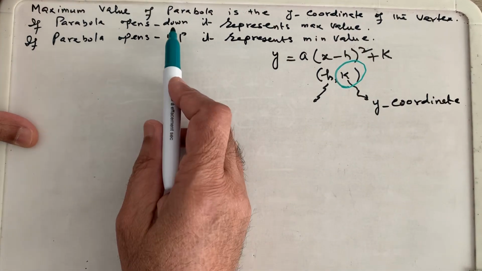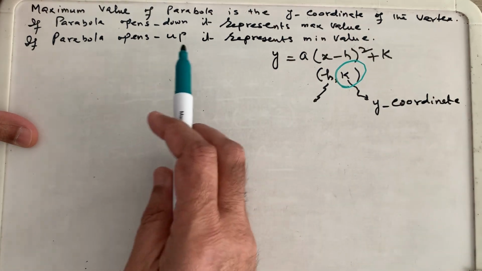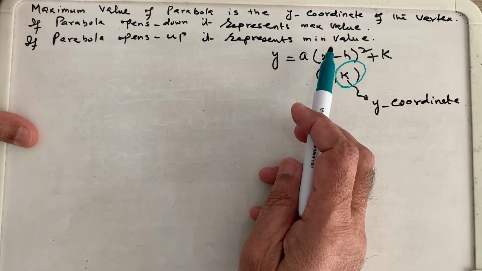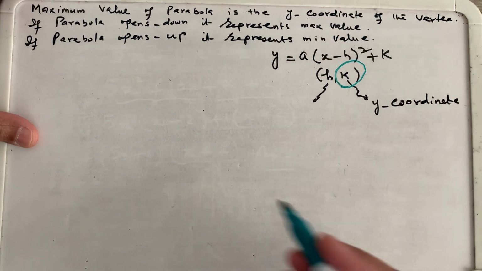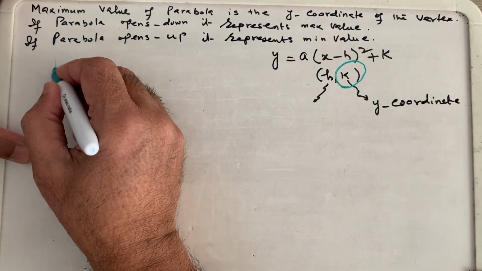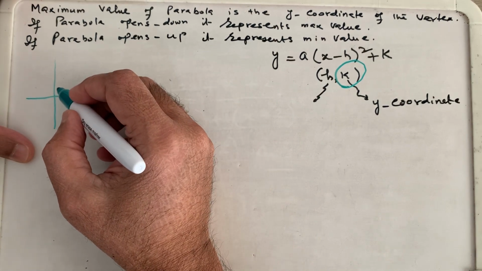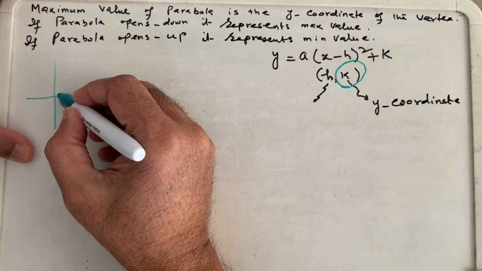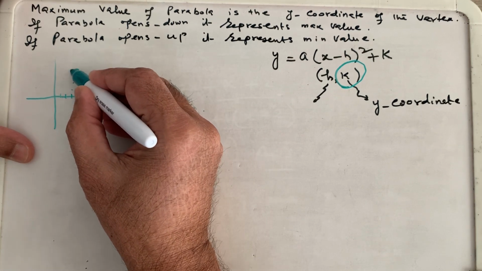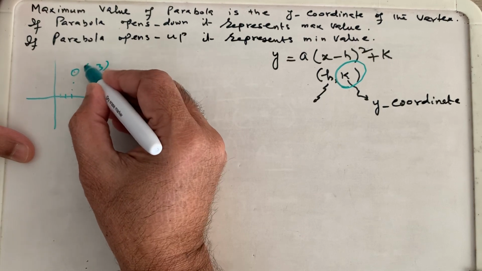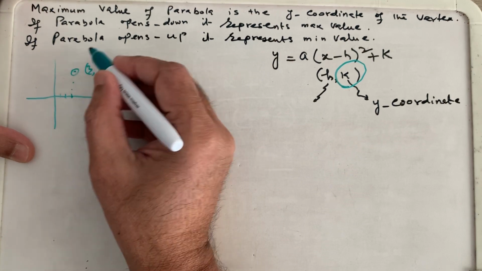If the parabola opens down, it represents the maximum value. If the parabola opens up, it represents the minimum value. Why and how, we will see. So if we have a parabola, and I say I have here 1, 2, 3 and 1, 2, 3, then (3, 3) is my vertex, because I am at 3 on the x-axis and 3 on the y-axis. So my vertex is here.